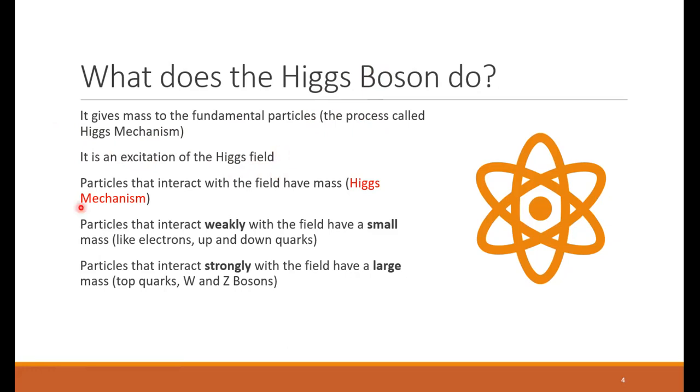Now, the idea is particles that interact with the Higgs field have mass through the Higgs mechanism. Particles that interact weakly with the field have a small mass. For example, the electrons and the up and down quarks. By contrast, the particles that interact strongly with the Higgs field have a large mass. So those are the top quarks and the W and Z bosons. So the strength of the coupling with the field tells you how massive the particle is going to be.